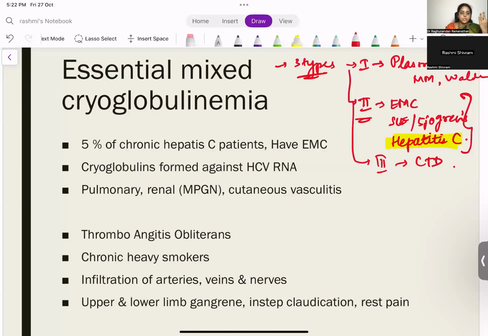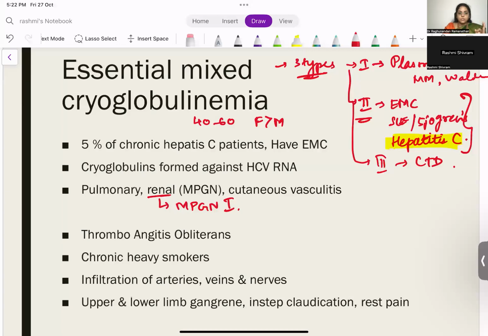So in which age group do you see this? It is usually seen in 40 to 60 years and it is more common in females. So the pulmonary manifestations can be there, renal manifestations and cutaneous vasculitis can be there. When the renal involvement is there, you can have MPGN, membranoproliferative glomerulonephritis type 1. That will be the histology under the microscope. So pulmonary involvement, renal involvement and cutaneous vasculitis.